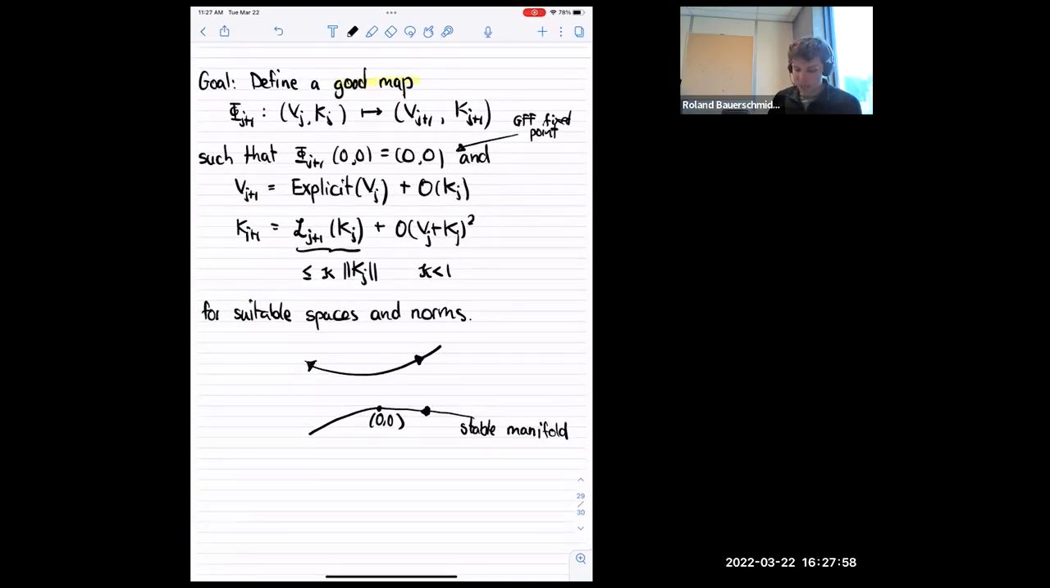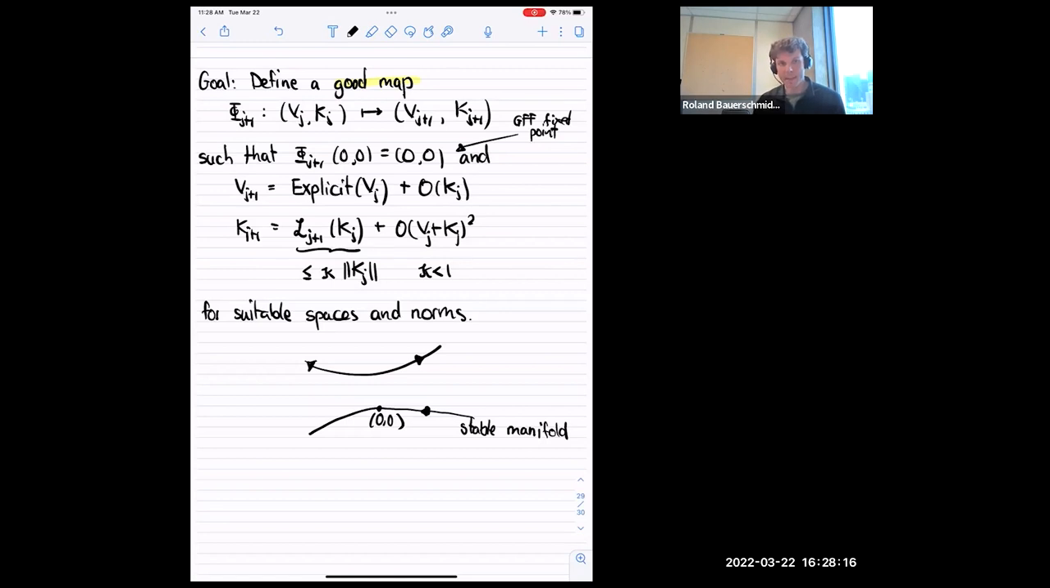And we've started defining some ingredients of how this map phi j plus one will be constructed. And I've given you an example. Unfortunately, the example I gave you will not have these properties. And let's see why not.